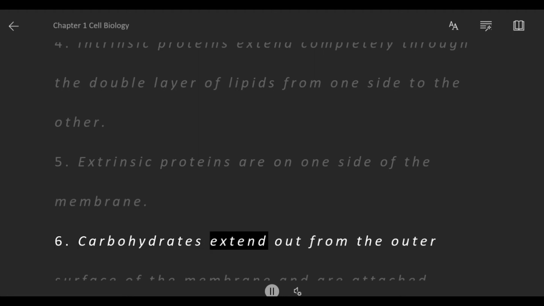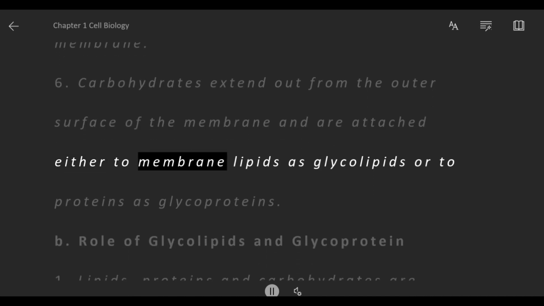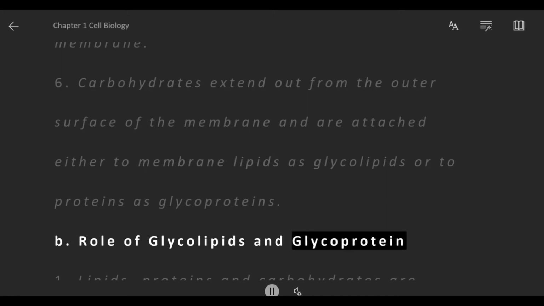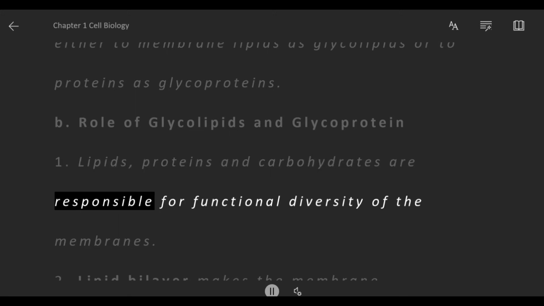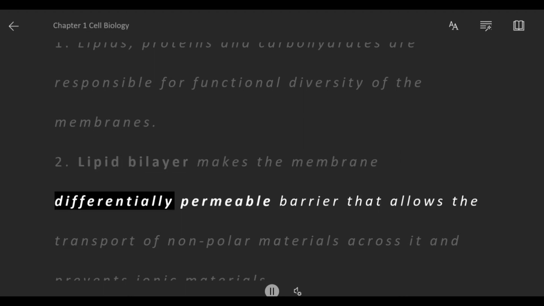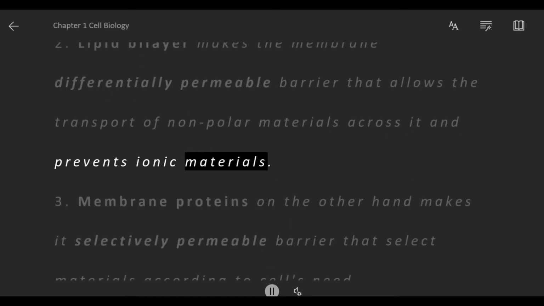6. Carbohydrates extend out from the outer surface of the membrane and are attached either to membrane lipids as glycolipids or to proteins as glycoproteins. B. Role of glycolipids and glycoproteins. 1. Lipids, proteins and carbohydrates are responsible for functional diversity of the membranes. 2. The lipid bilayer makes the membrane a differentially permeable barrier that allows the transport of nonpolar materials across it and prevents ionic materials.